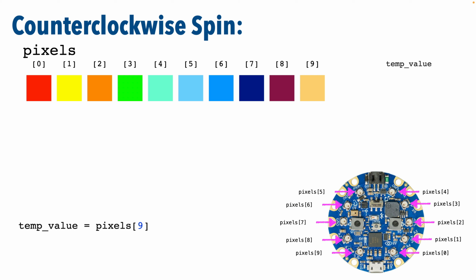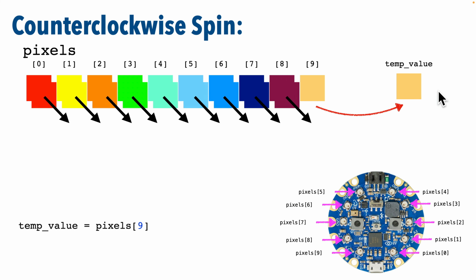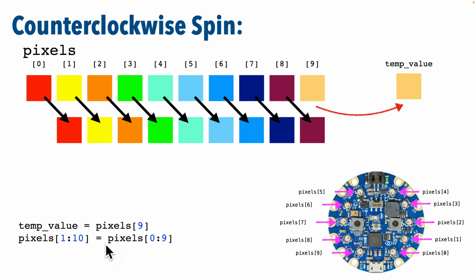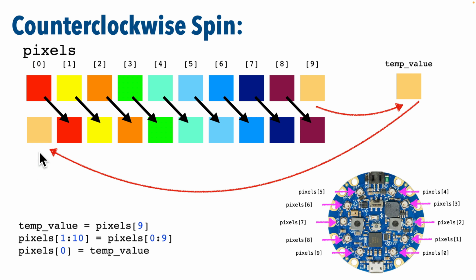temp_value equals pixels[9]. That takes what was in 9 and puts it in a variable named temp_value. Then we shift the slice from 0 to 8 into positions 1 through 9 with this line of code. But remember, the stop value in the slice is 1 more because we approach but we never reach that value. It can be a little tricky if you forget that. Then we take what was saved in temp_value, the old position 9, and we put that in position 0. So hopefully that's clear. Let's code this up and see it work.